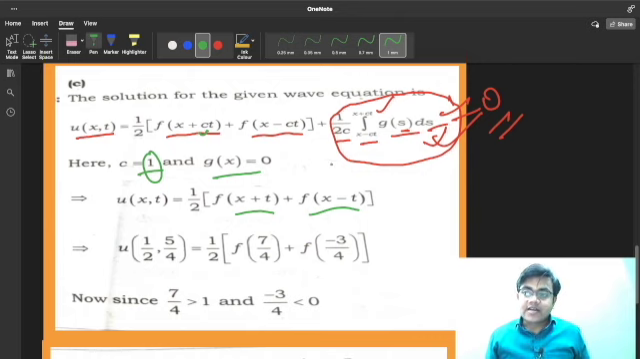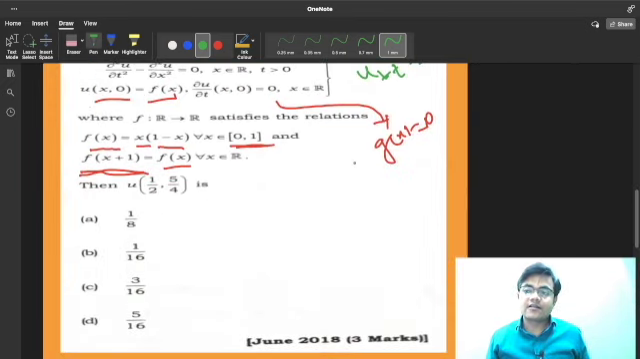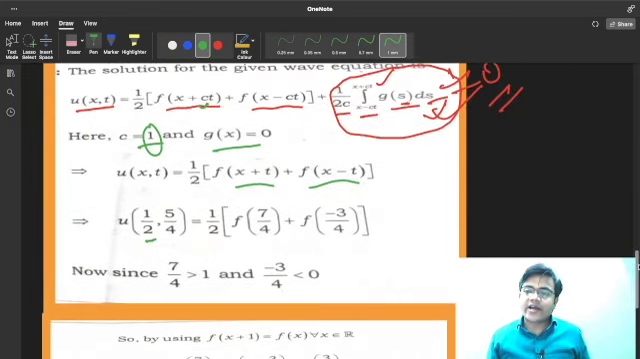Now in the question you had to find u of 1 by 2 comma 5 by 4. You need to find this. When you are finding it, in place of x you will put half, in place of t you will put 5 by 4. So it will become 7 by 4. In place of x you will put half, in place of t you will put 5 by 4, so it will become f of minus 3 by 4.